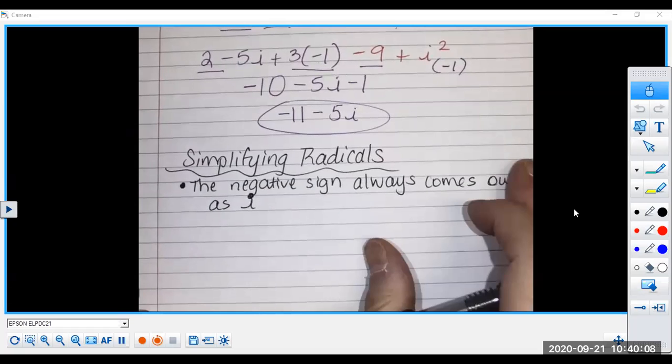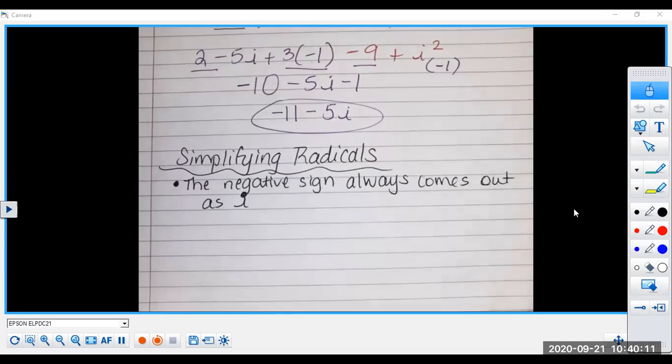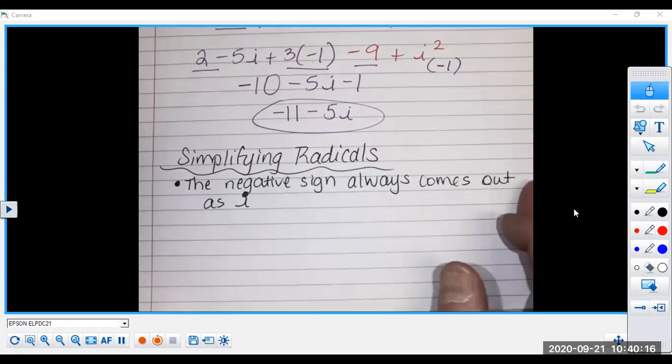We're going to go through and see if you remember how to simplify, for example, root 12, and break that down.